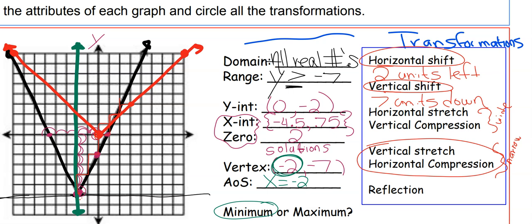You can't have both descriptions. You can only be one or the other compared to the original. You can be the same as your parent function, so there's no transformation, or you can be made wider or more narrow, but you can't be both wide and narrow.